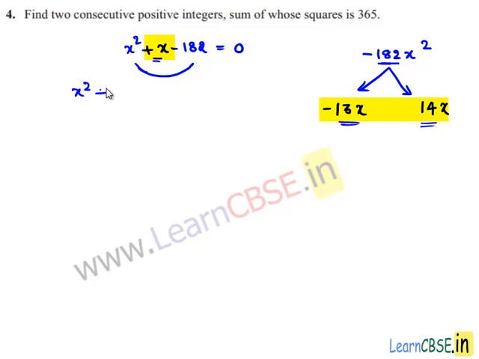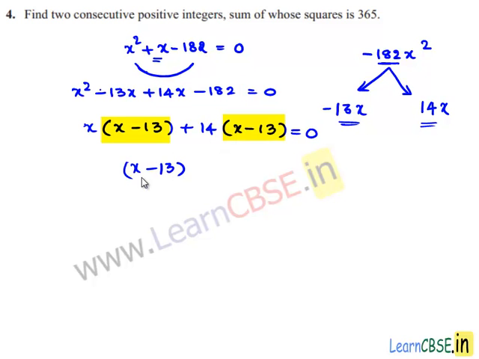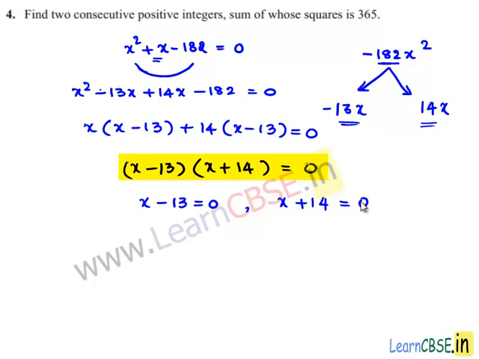So replace x with minus 13x plus 14x minus 182 is equal to 0. x can be taken common from the first and second terms, we get x minus 13, and plus 14 can be taken common from the third and fourth terms, and here we get x minus 13 is equal to 0. So x minus 13 can be taken common. The remaining terms will be x plus 14, which is equal to 0. We can write x minus 13 is equal to 0 or x plus 14 is equal to 0. This becomes x is equal to 13 or x is equal to minus 14.